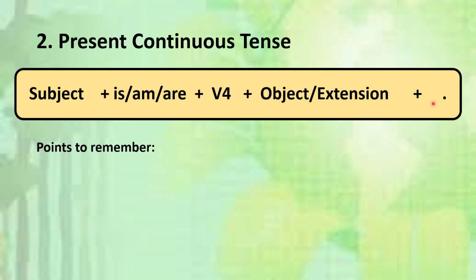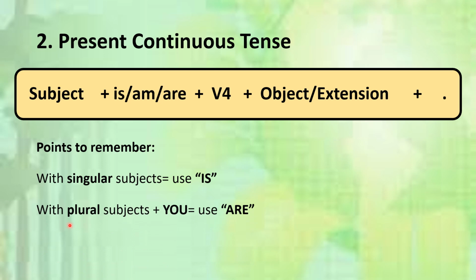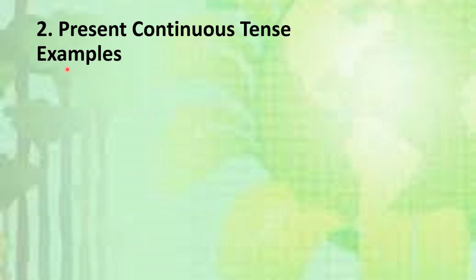You need to remember the following point. With singular subjects, we use is as the auxiliary verb. With plural subjects and you, we use are as the auxiliary verb. And with I, we use am as the auxiliary verb. Let's talk about some examples of present continuous tense.